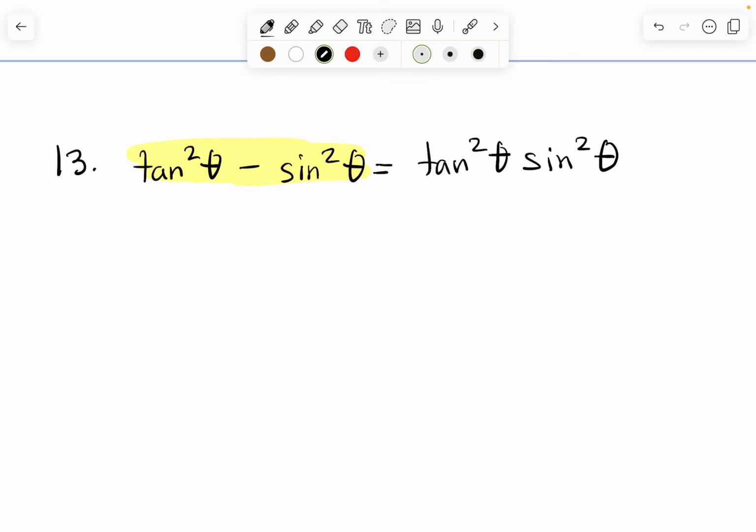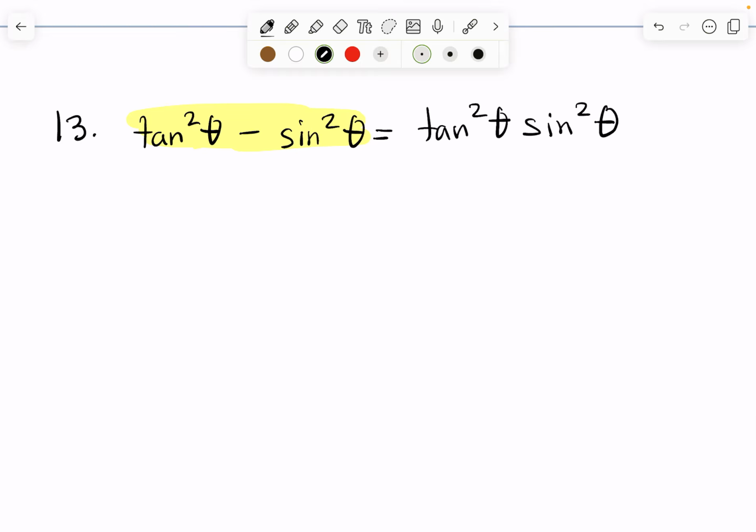So there might be more than one way to do this, and I always tell this to people, please try something and see how it goes. There's multiple ways to do it. But from my perspective, I just really like taking tangent squared and making it sine squared over cosine squared and subtracting it by sine squared.